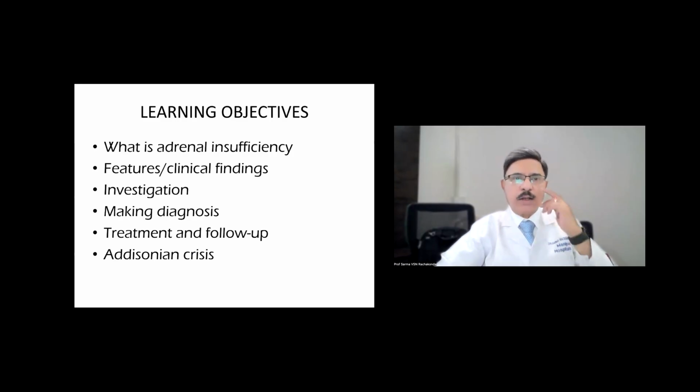What is adrenal insufficiency? What are the features and clinical findings? What investigations do I need? How to make the diagnosis? And then the treatment and follow-up options. And one important entity called the Addisonian crisis that you need to know.